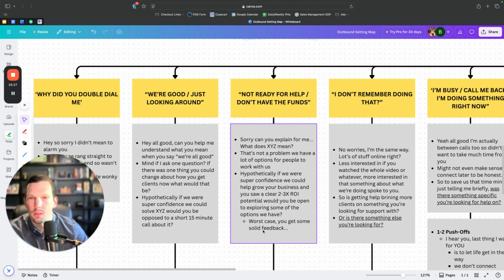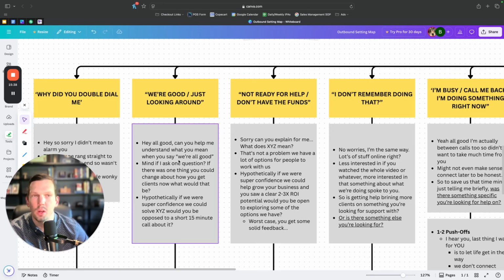Another common one is, hey, we're good. We're just looking around. So again, relate back to them and then go into the next question. So, hey, all good. Can you help me understand what you mean when you say we're all good? So again, you want them to elaborate, because they may give you the real objection. We're all good, that's not a clear objection. That's a smoke screen. And so we need to get them to explain what they mean by we're all good.